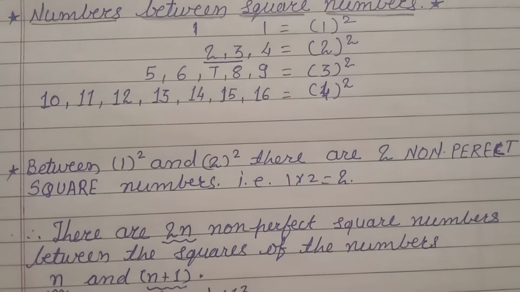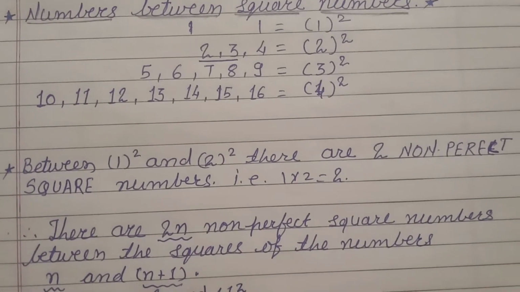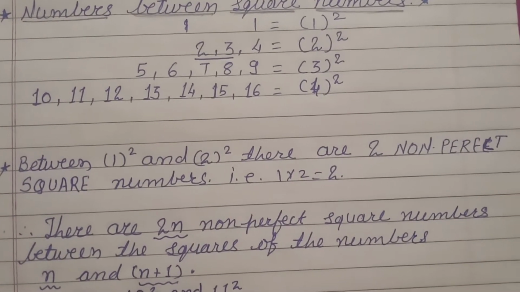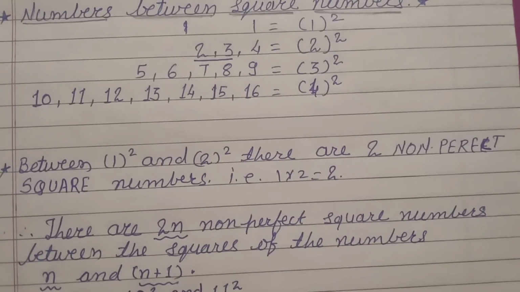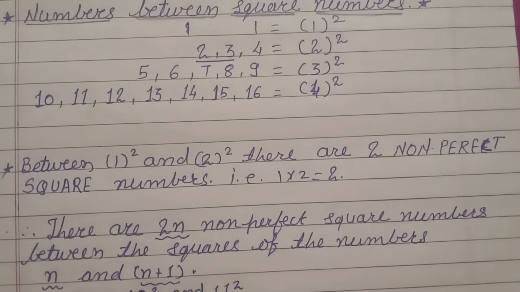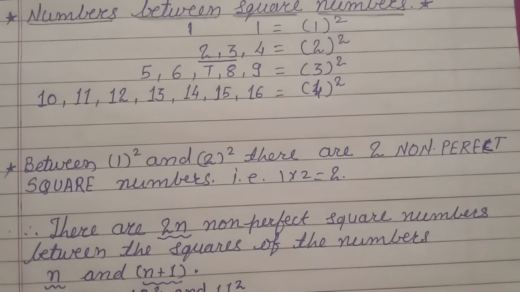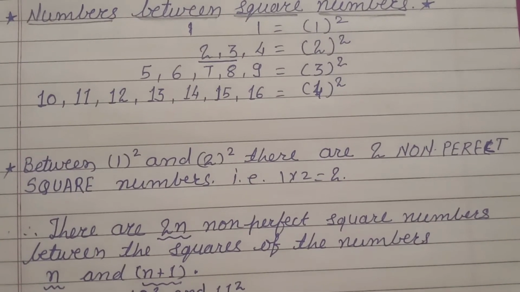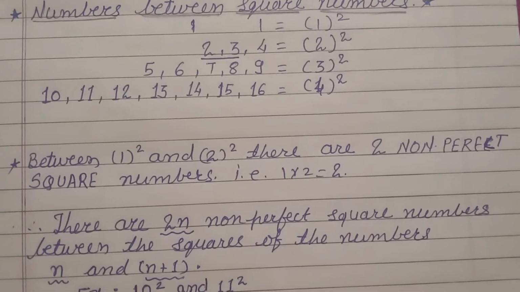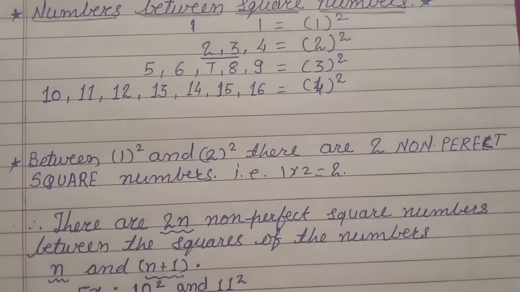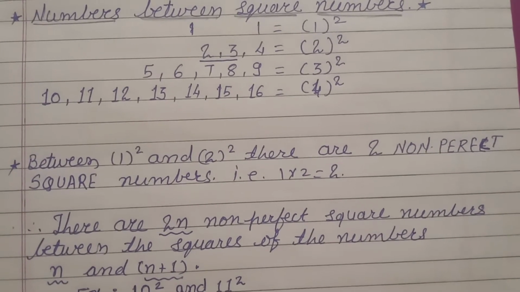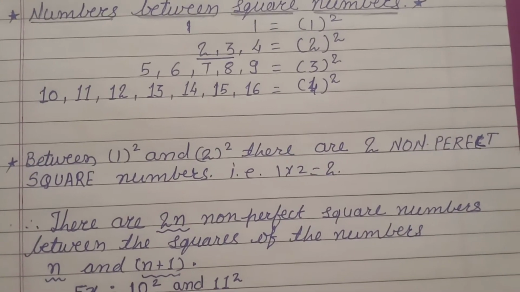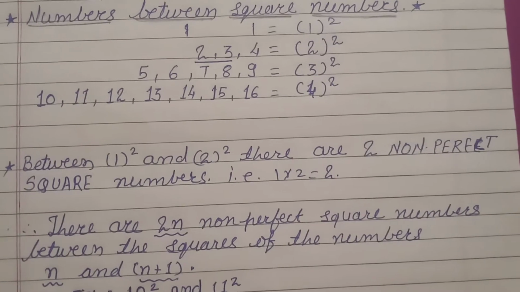Good morning, dear students. In previous lectures, we have seen what square numbers are, the properties of square numbers, how to identify whether a given number is a perfect square or not, and so on. In today's lecture, we are going to see how to find non-perfect squares between the given perfect square numbers. Or, as per the title of the textbook, we can say the numbers between square numbers.